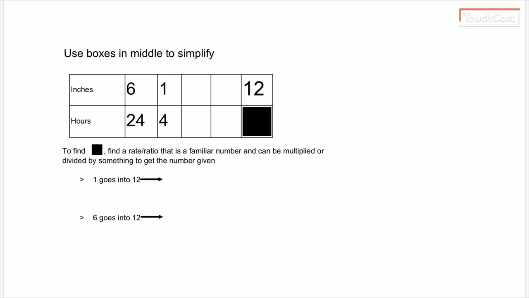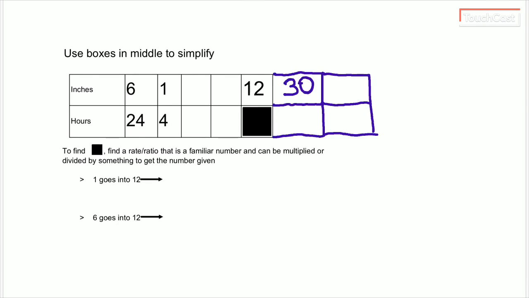Using all of this information, I want you to figure out how many hours it would take this object to travel 30 inches, as well as how many inches it would travel in 16 hours. Bring those answers along with any questions that you may have with you to class tomorrow.